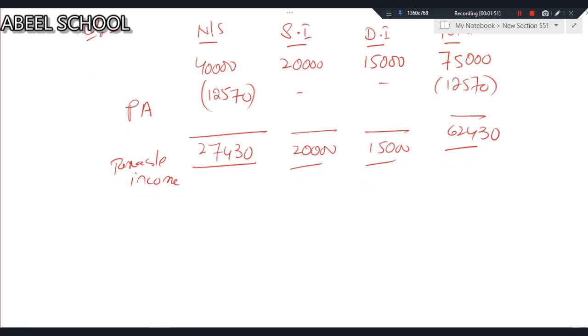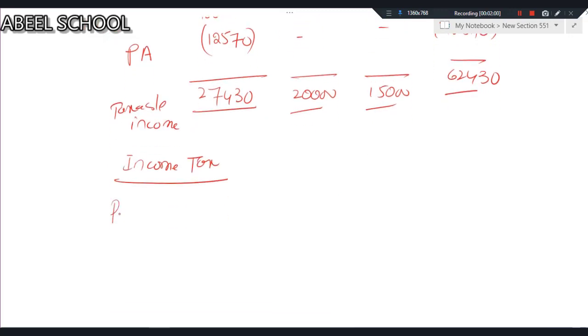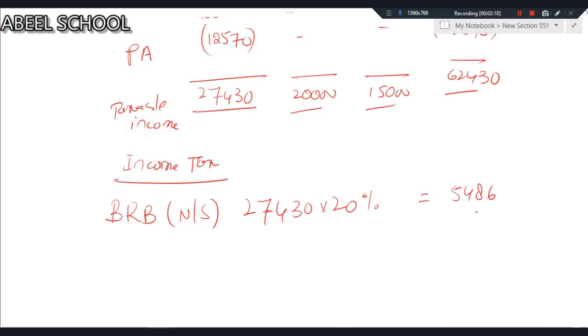As we know, first we need to tax non-saving income. Income tax, basic rate band, non-saving: 27,430 into 20%. I'm getting 5,486.